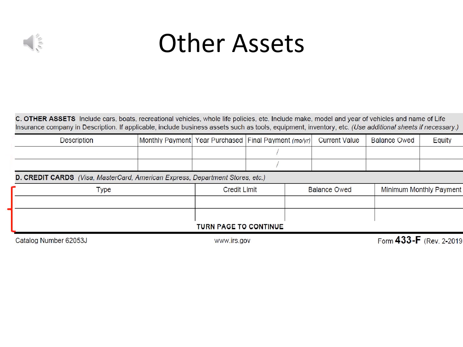Place all credit card information here: the type, the credit limit, the balance owed, and the minimum monthly payment. The IRS might ask you to pay the taxes with any credit you have, but they will often not allow the monthly payment as an expense in the living expenses section.